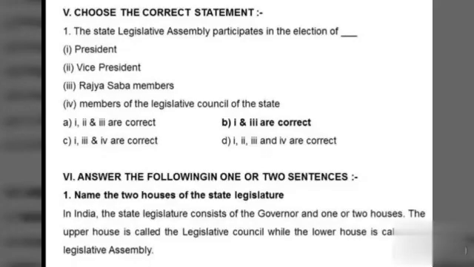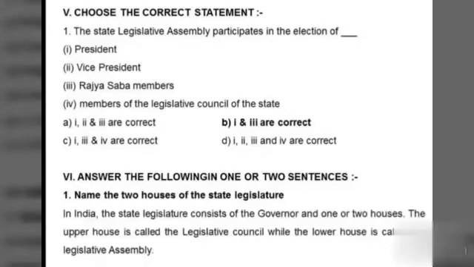Next one, fifth, choose the correct statement. The state legislative assembly participates in the election of dash. First one, president. Second, vice president. Third, Rajya Sabha members. Fourth, members of the legislative council of the state. Here, the first and third are correct. The president and Rajya Sabha members is the correct answer.